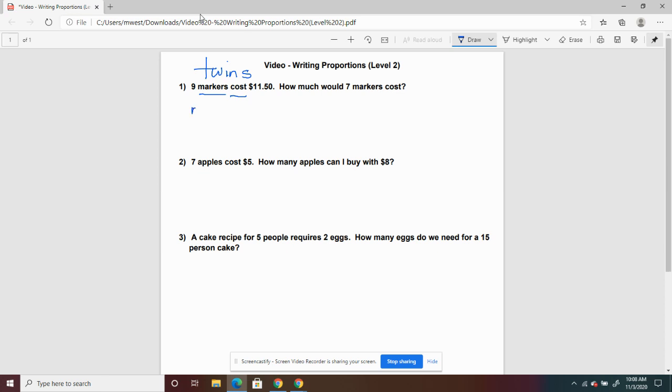So right here, I'm going to put markers over cost. All right, and I always start with a line equals a line. Now we know that 9 markers cost $11.50. How much would 7 markers cost?